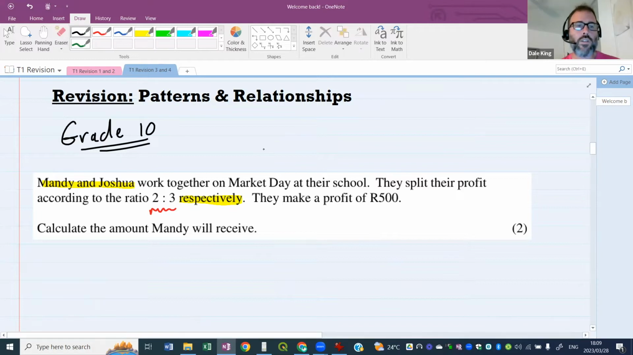But let's get back to the question. So calculate the amount that Mandy will receive. All right, I'm going to give you guys 2 minutes to do this. We've got 500 profit altogether. That 500 is altogether. They split it in the ratio. How much will Mandy receive?